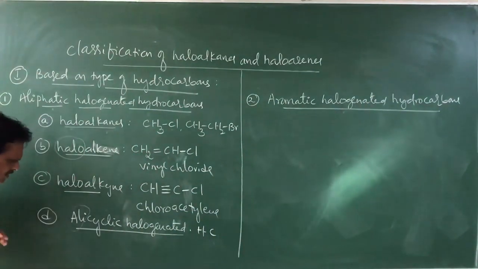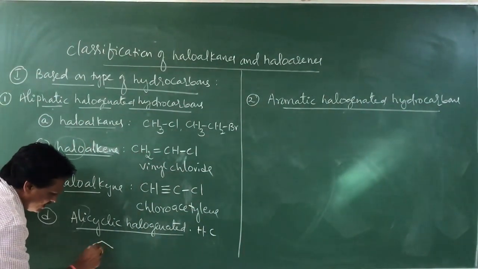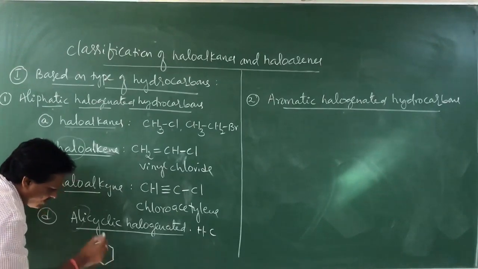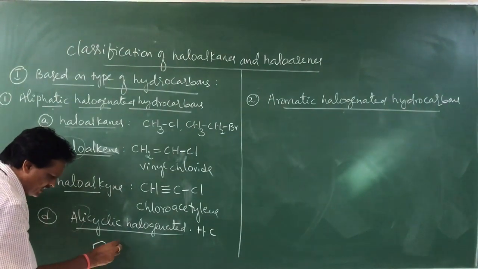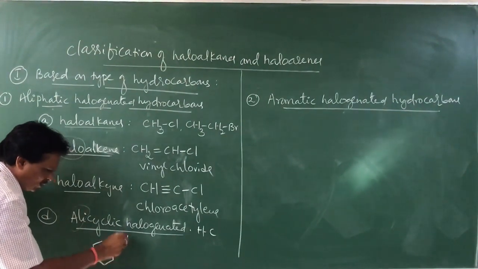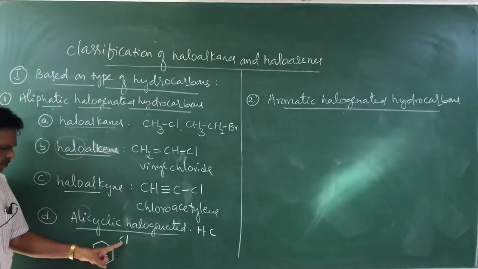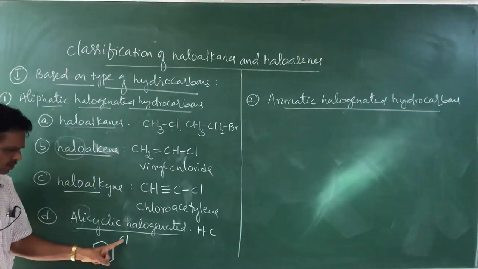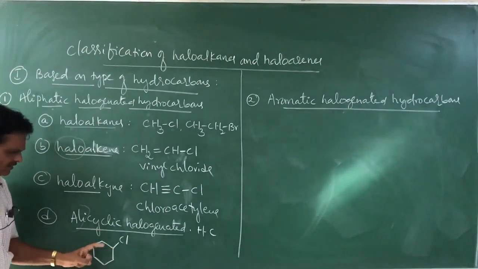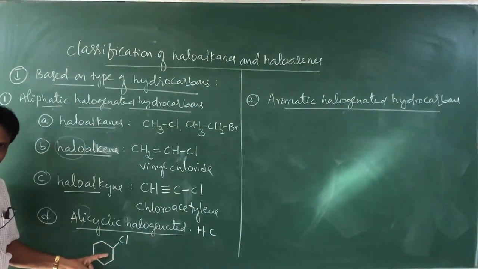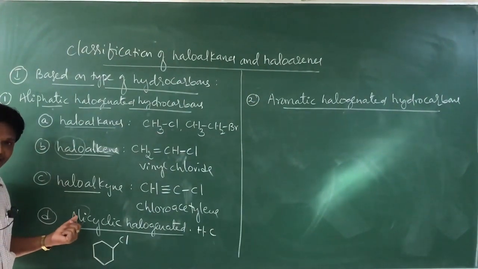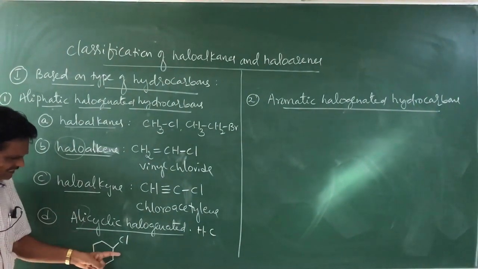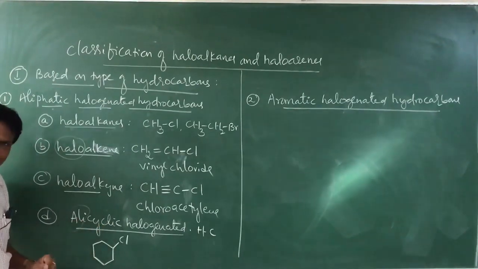So example is cyclohexane. In cyclohexane, if one H is replaced by one chlorine, this is called chlorocyclohexane. This compound possesses ring-like structure, but it is not an aromatic compound. So even though it has ring-like structure, it behaves as an aliphatic compound. For this reason, this kind of compounds are called alicyclic compounds.